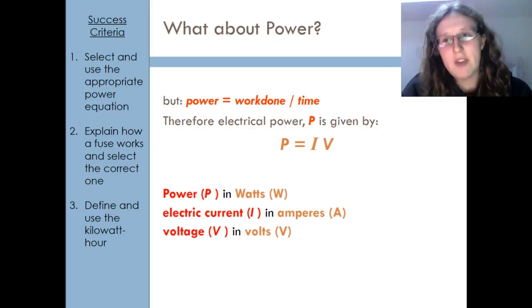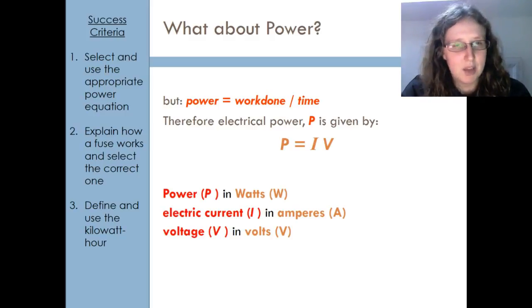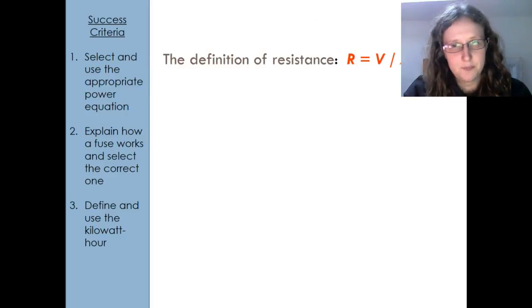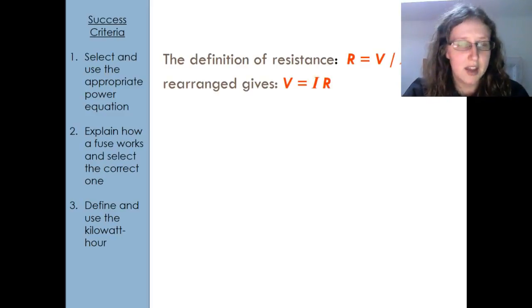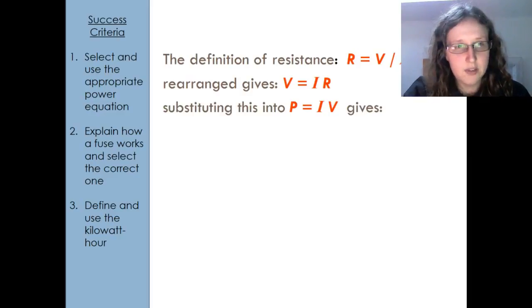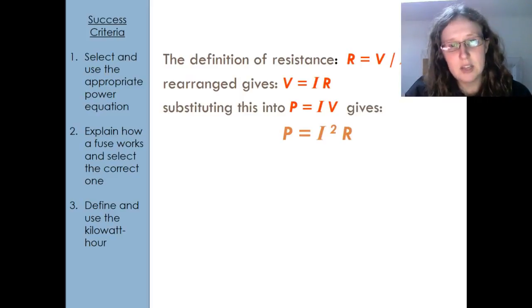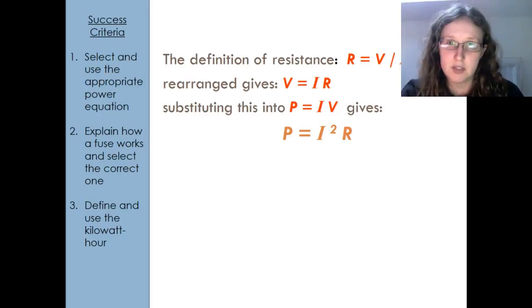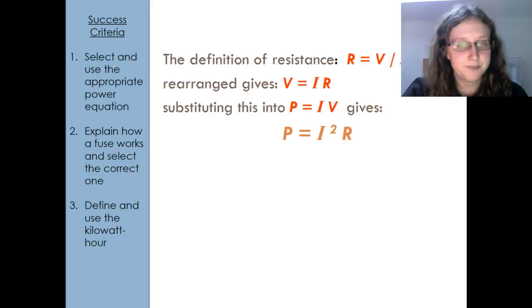But what if I don't know all those things about my circuit? What if I don't know both voltage and current? Maybe I do know about the resistance. So let's think about it. I know that resistance is voltage divided by current. And if I rearrange that, that gives me voltage equals current times resistance. Now if I substitute that into P equals IV, I get power equals current squared times resistance. So now if I know the current and the resistance, I can calculate the power.